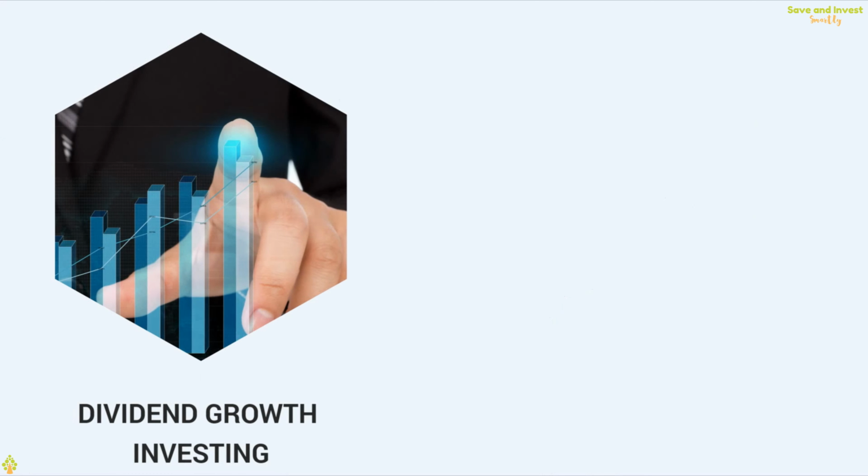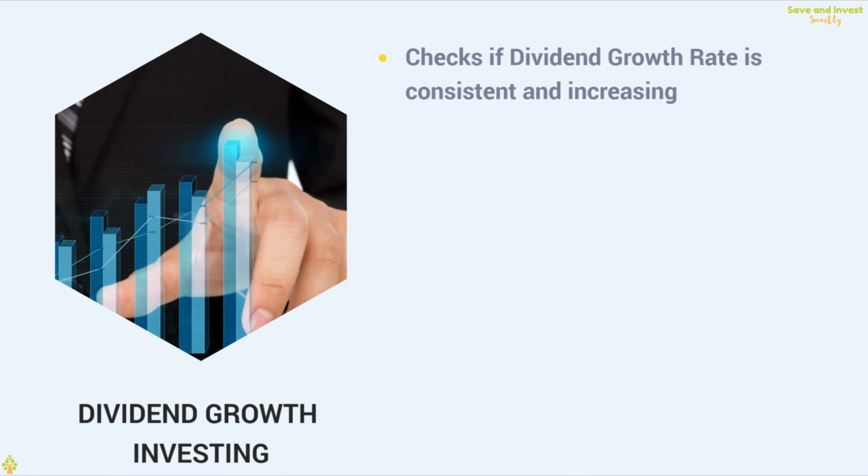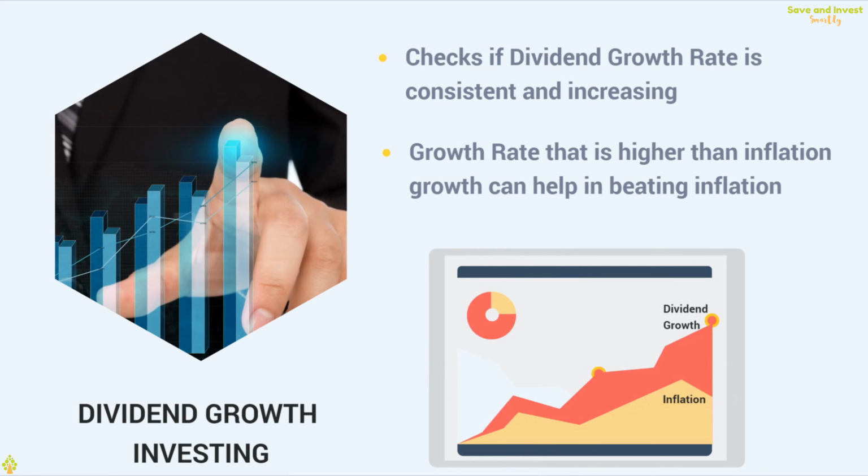Dividend growth investing not only looks at the high dividend paying companies, but also checks whether the growth rate of the dividends is consistent and increasing. If the dividend growth rate is equal or higher than the inflation, then it can be a very good passive income beating the inflation rate in future. We should check at least 5 years of dividend growth history while picking the stocks.